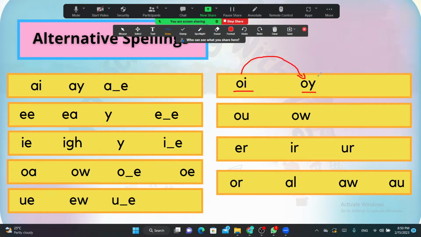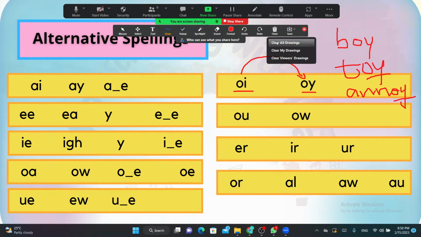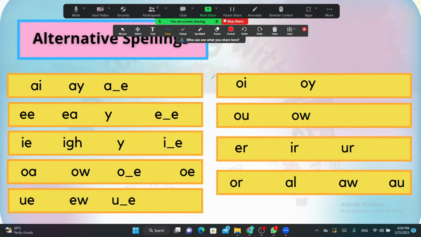Boy. End of the words, because English words don't end in I. So if I want to write boy or toy or anything like this, destroy, alloy, annoy, so oi is coming at the end. We cannot write it with oi. We will go for oy, right? So this is the alternative of oi.